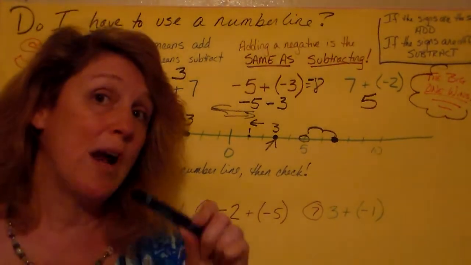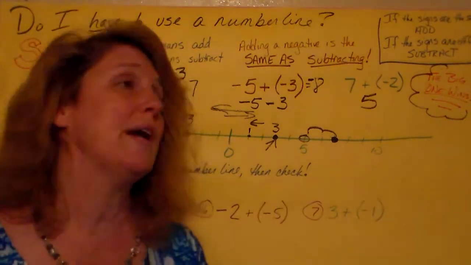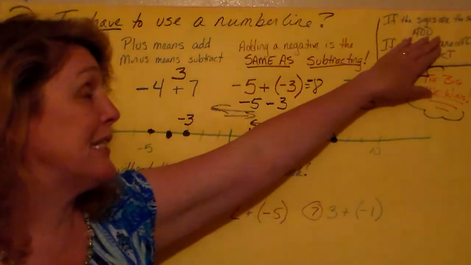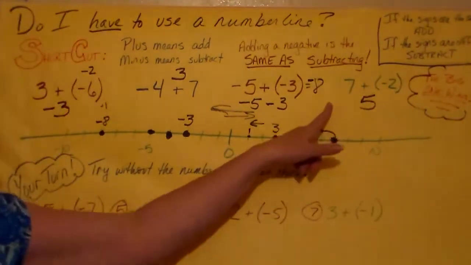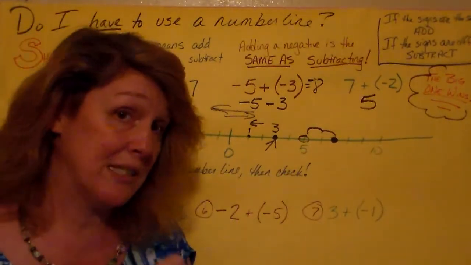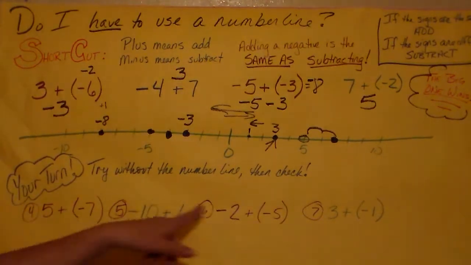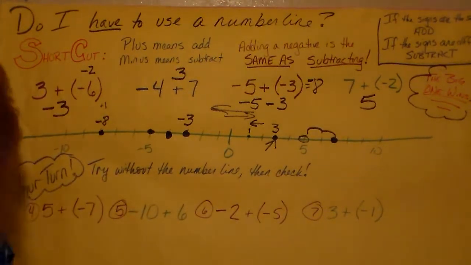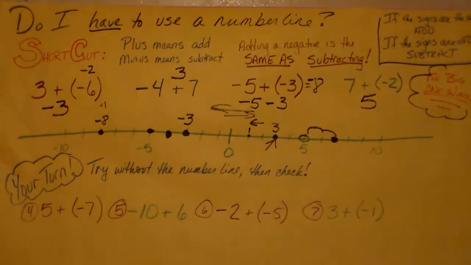So, your turn. I'm going to ask you to try it without the number line. If you need to check with the number line, that's great, but try it. If the signs are the same, add. If the signs are different, subtract. You find the biggest number and you take that sign, positive or negative, and that tells you what sign the answer is. So do these 4 problems. 1, 2, 3, yep. Push pause, come back when you're done.